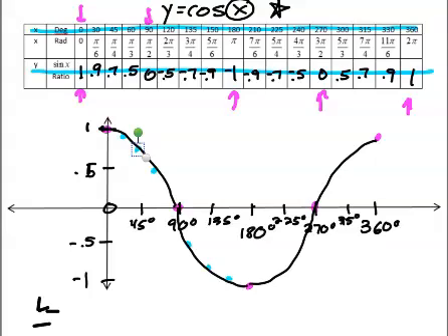Now, if I continued on, it would continue to look like that. But this is the basic parent graph, the one period of it. It starts at 0, it ends at 360. So one period of cosine lasts for 360 degrees, or if it's in radians, 2 pi radians.